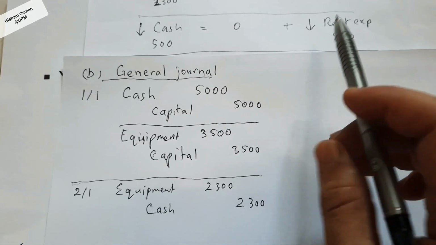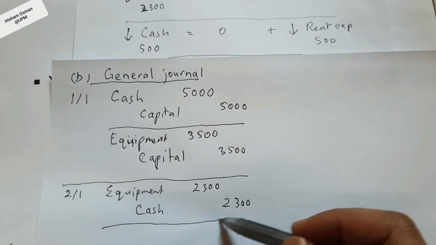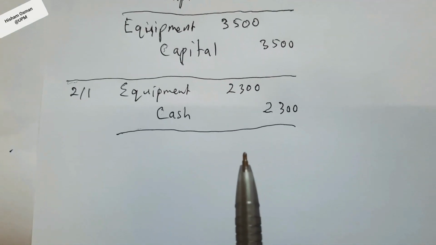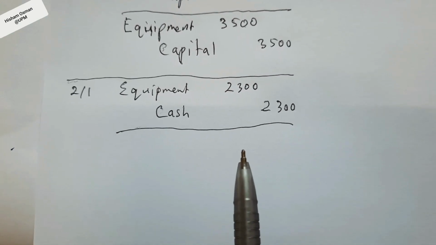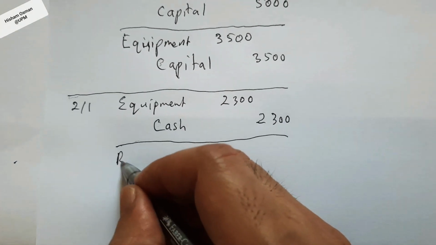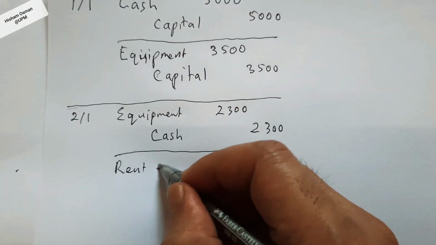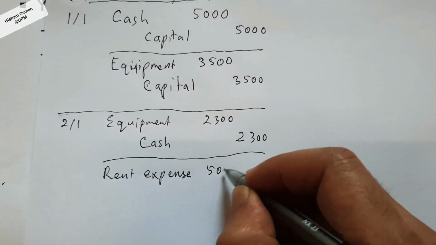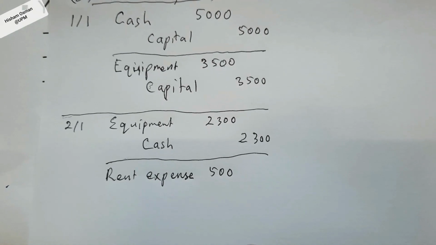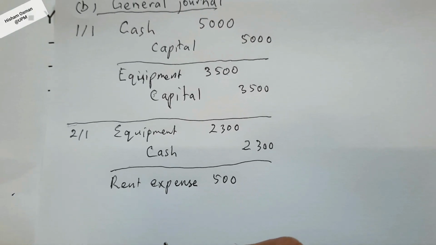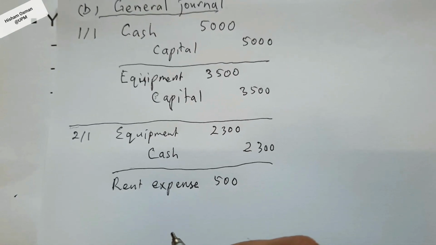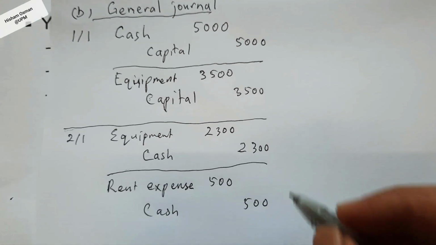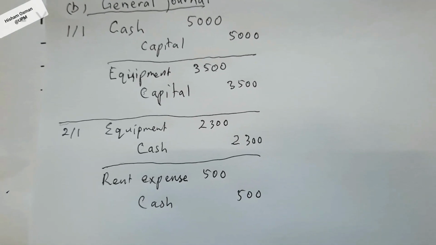So the way to record it is like this. The date is same, 2nd of January, and then there is a decrease in equity, you have to debit. So debit account rent expense. The amount is 500. And then there is a decrease in cash. Asset cash decrease. You have to credit account cash. So credit account cash, the amount is 500. Okay.